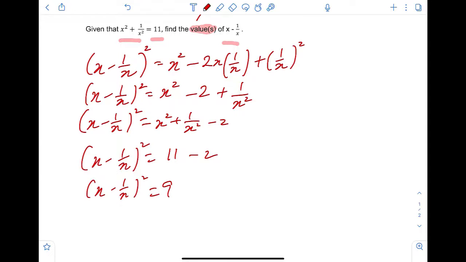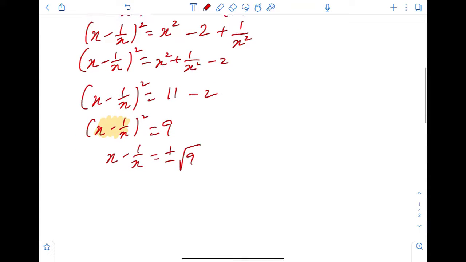So to remove the square, why? Because we are really interested in x minus 1 over x. So to remove the square, we take the square root: plus or minus the square root of 9. So x minus 1 over x can be 3, or it can also be negative 3. Final answer for this question.